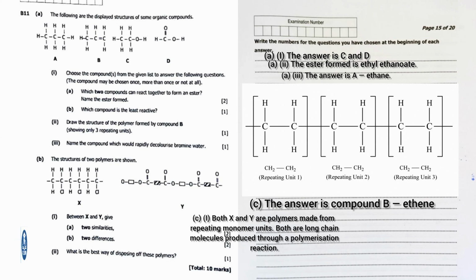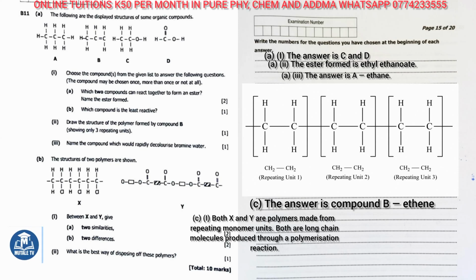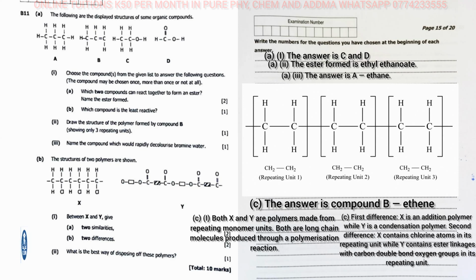Part C. Part 2 says, give 2 differences. First difference. X is an addition polymer while Y is a condensation polymer. Second difference. X contains chlorine atoms in its repeating unit, while Y contains ester linkages with carbon double bond oxygen groups in its repeating unit. Part C. Part 3 says, what is the best way of disposing of these polymers?